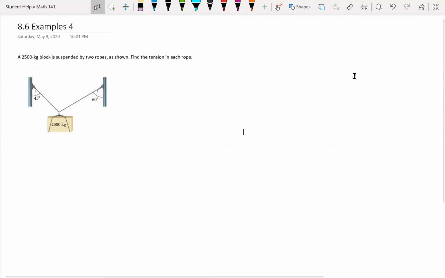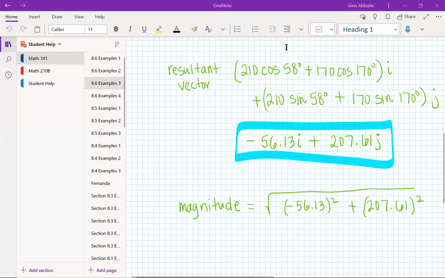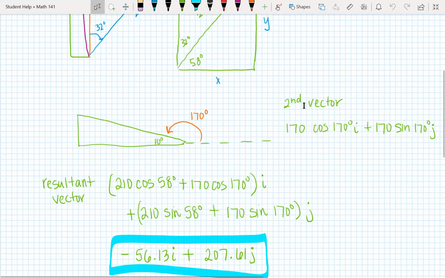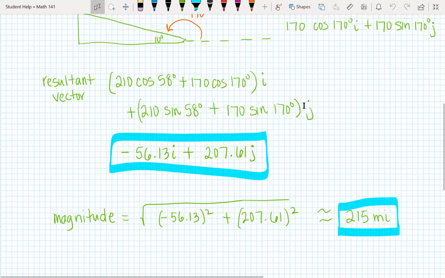And we want to find the tension in each of the two ropes. Oh, wait, pause. I got to go back because I forgot to find the direction of the airplane. Just realized looking at my notes. Sorry, I just paused and came back because I realized that I didn't finish this problem. We still need to find the direction that the plane is from its starting point. And so I'm going to draw a new version of this because I've got a lot of pictures going on here.